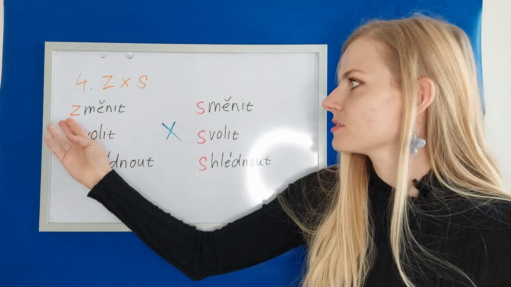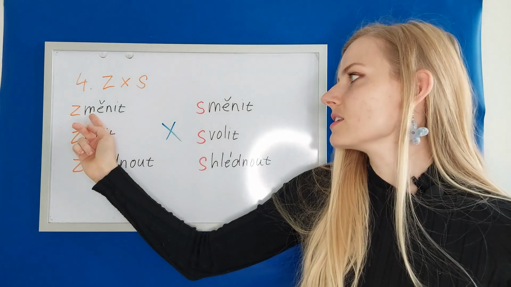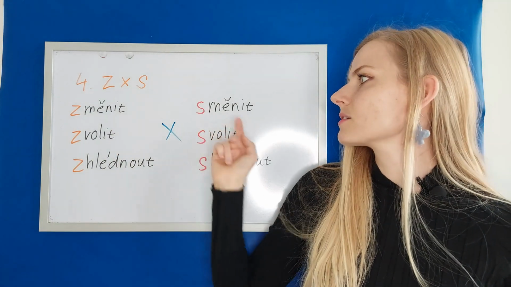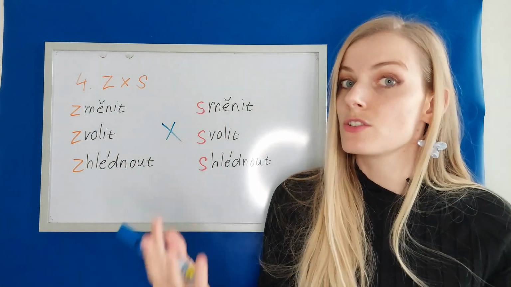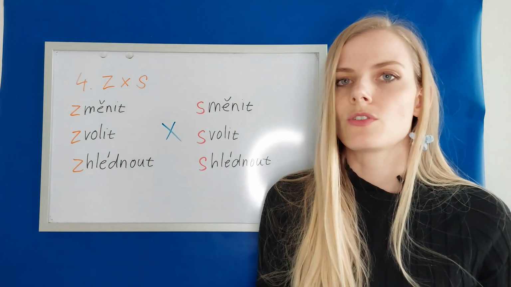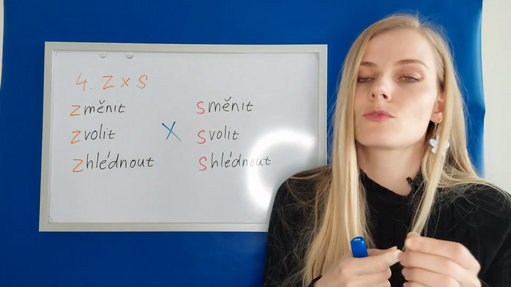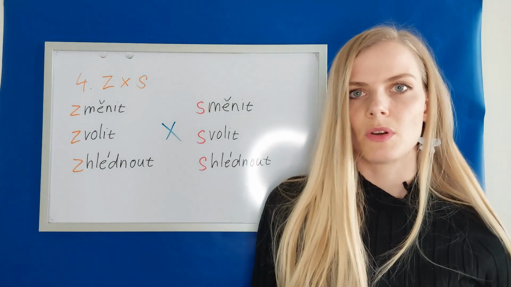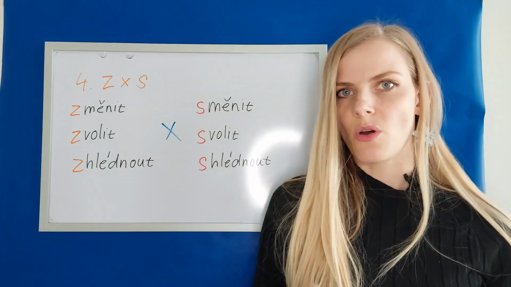Let's see the first pair. Změnit, směnit. And what is the difference? Změnit is to simply change something, to change the situation, make a change. Směnit is to change for something else, usually money. Směnit peníze, to exchange money. That's why we have směnárna, an exchange office.